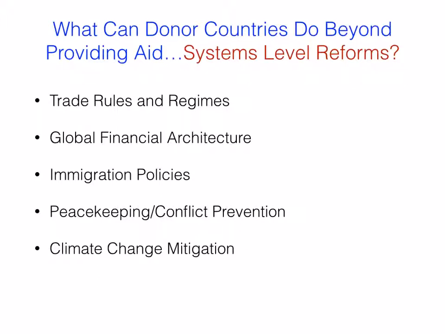Some examples of systems level reforms that are way beyond aid include reforming trade rules and regimes, things that govern tariffs and subsidies and the way that goods move to markets around the world and who can participate in global markets and on what terms. It means possibly tweaking the whole global financial architecture to change the way money moves and investments get made around the world. It may mean changing immigration policies so that more people from poor countries can work in wealthier countries where there are opportunities, so that money can be sent back home to their countries of origin.